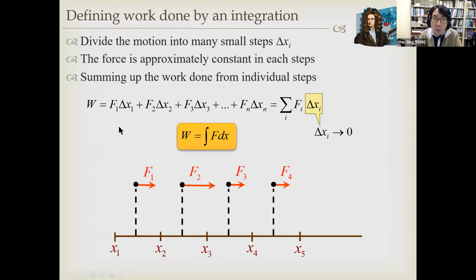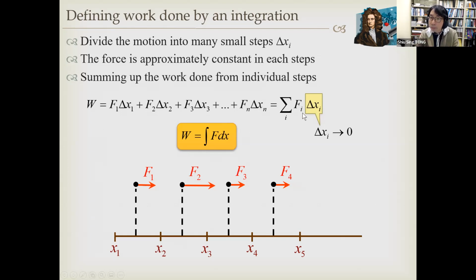So in the first interval, the work done is F1 delta x1. In the second interval, the work done is F2 delta x2, and so on and so forth, until for the nth step, the last step, the work done is Fn delta xn. And when we form the sum of all this work done, we get the total work done. And that is expressed in the form of summation Fi delta xi.